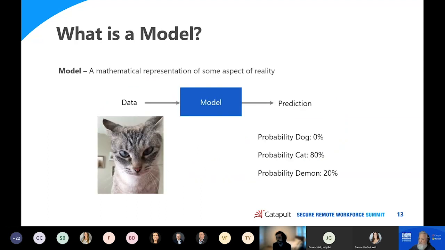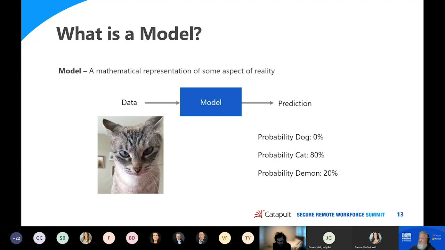So the last thing here is the word model. Like I said before, a model generally is a mathematical representation of some aspect of reality. So in this case, our model is our black box. Our model is our formula. Our model is whatever we want it to be.